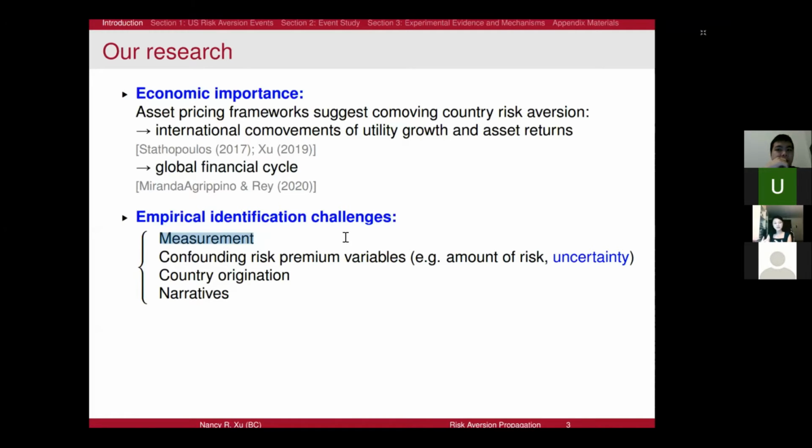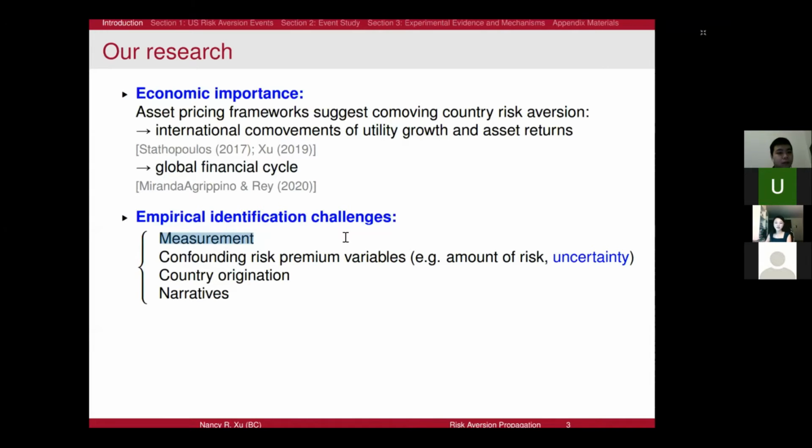And because risk aversion is a latent variable, ideally I could send surveys around every day, and you fill out the survey of your risk aversion and send it back to me, but that's not realistic. So usually we have to filter it from some risk premium or observable asset prices. Now, what drives the risk premium is the other main component.